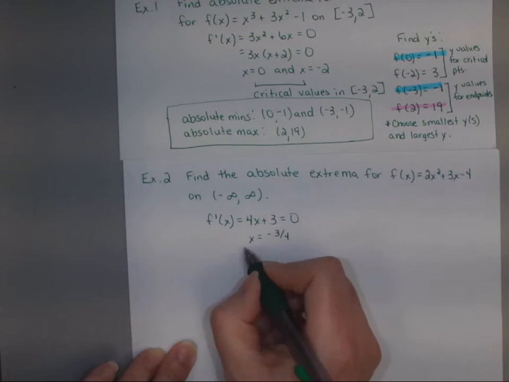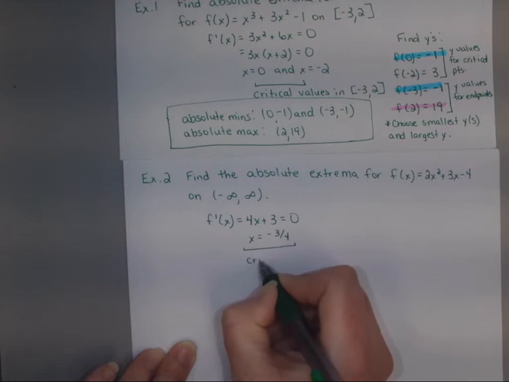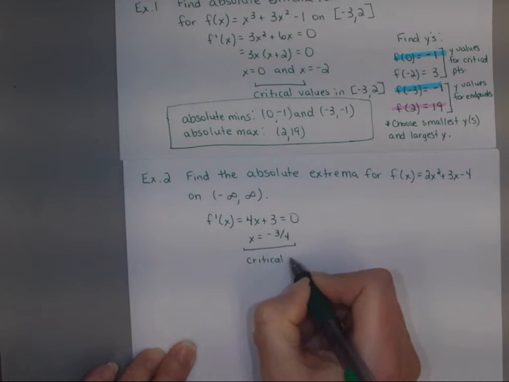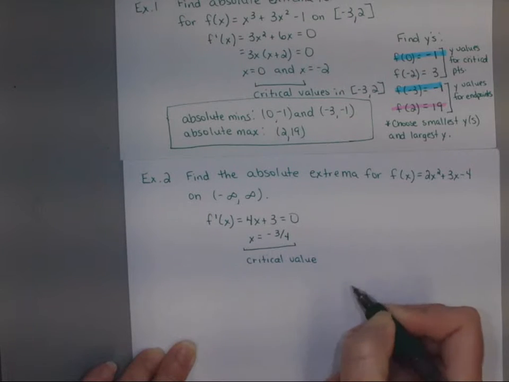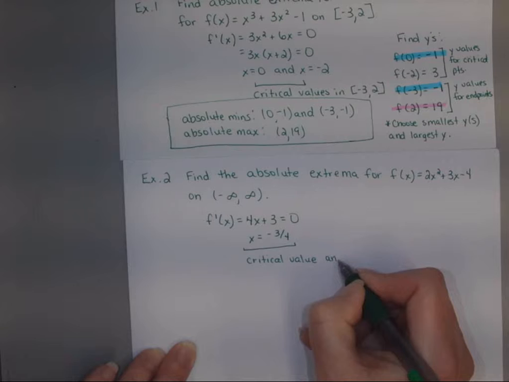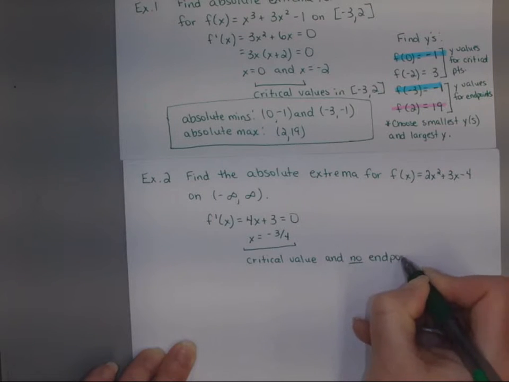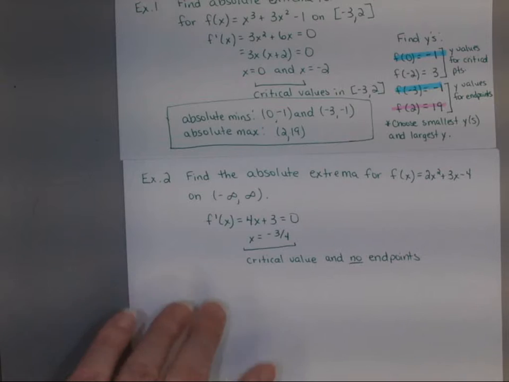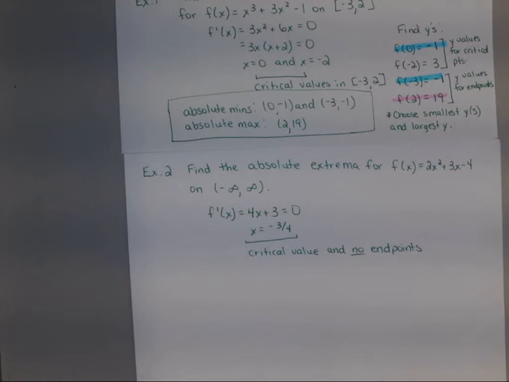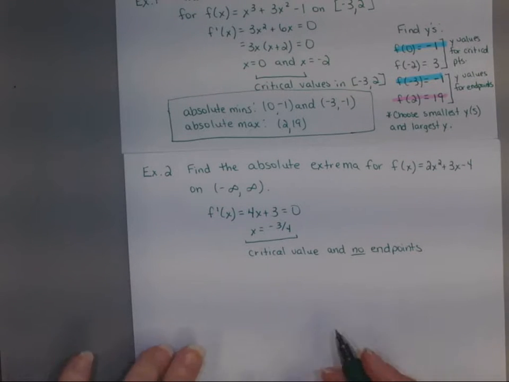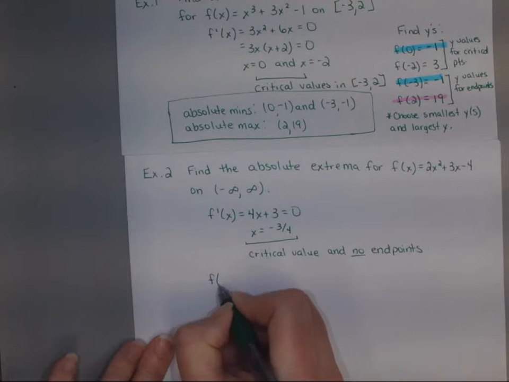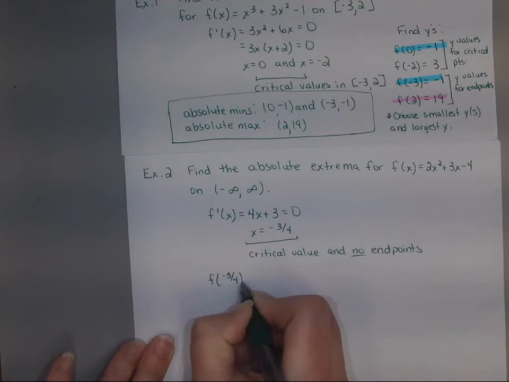Okay, so notice this is a critical value. Do we need to worry about making sure it's in the interval? No, because we don't have an interval, right? Also notice that means that we have no endpoints. So in other words, how many y values do we really need to find on this one? Only one, right? And it's going to have to be the what? It's going to have to be the min. Okay, there's really no options. So we're going to find f of negative 3/4 to find the y.